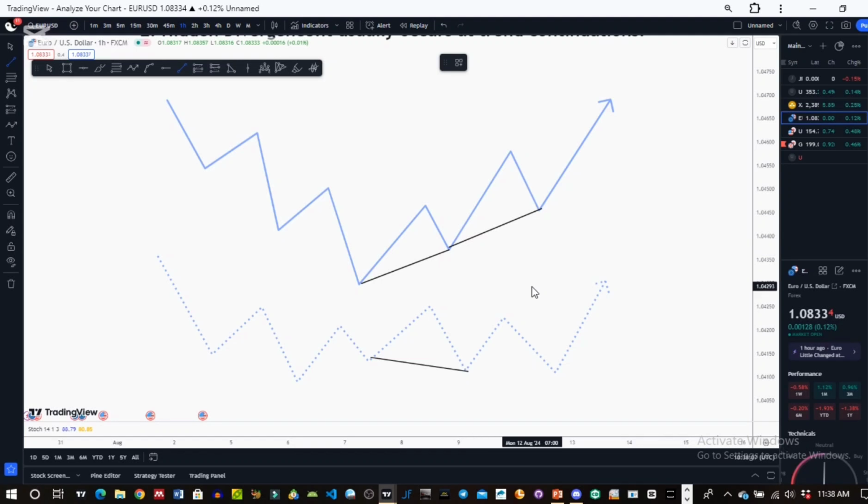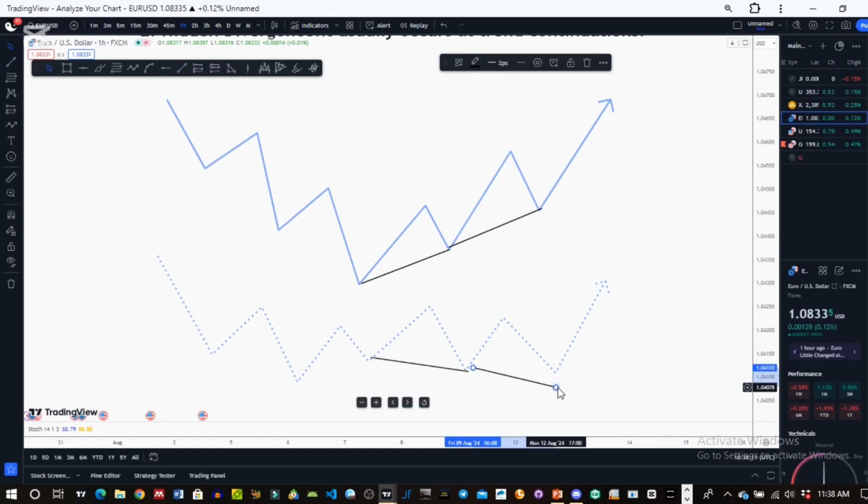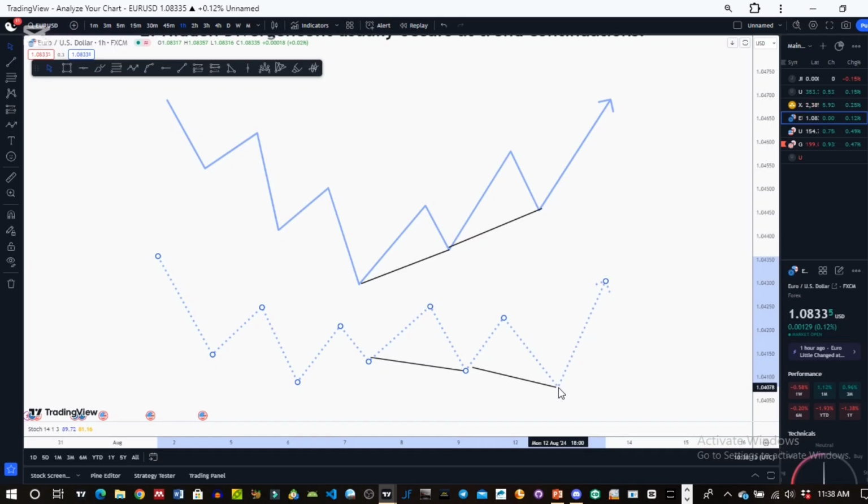So for a hidden bullish divergence, it is a true divergence. Remember, the normal bullish divergence is convergence, while the hidden bullish divergence is divergence.